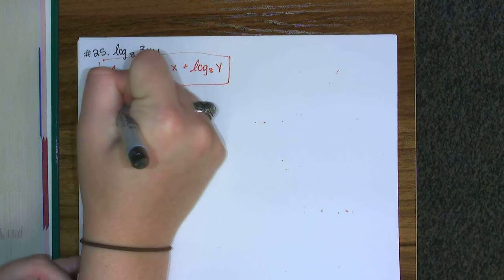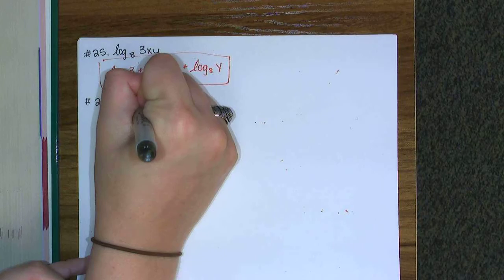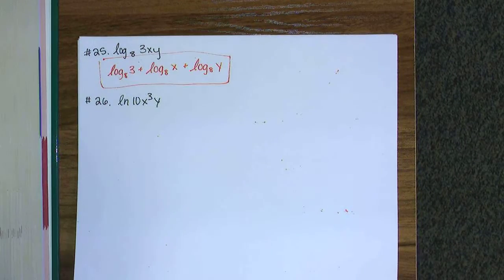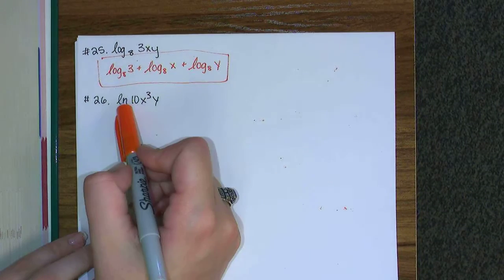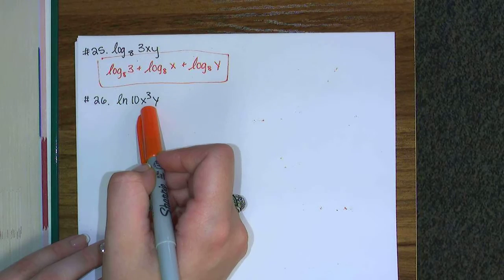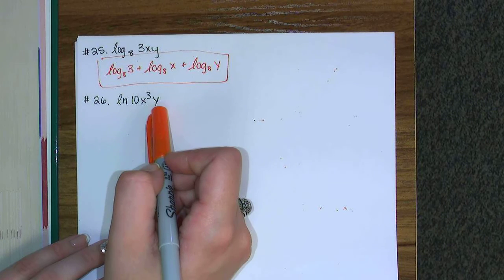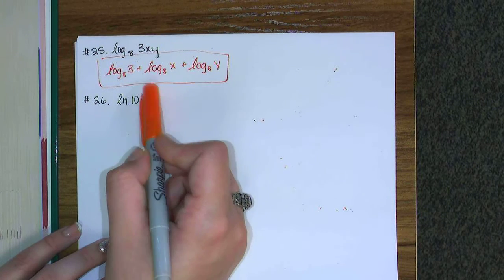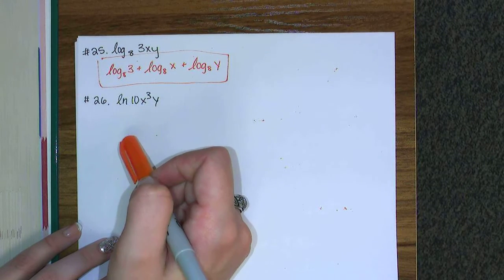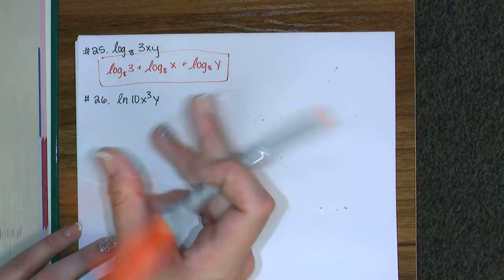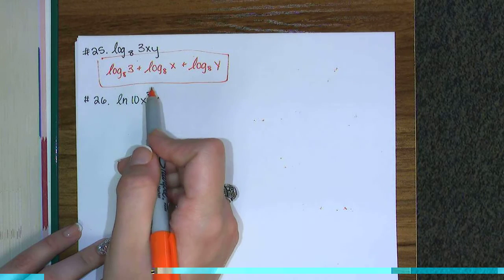All right, 26, ln of 10x cubed y. So here I have two things that I'm dealing with. I have the log of the product is equal to the sum of the logs, so I have 3 products here. And then within that, I also have the power rule, meaning I got to pull this power out front. So I'm going to take care of the log of the product first, and then we'll go into that.